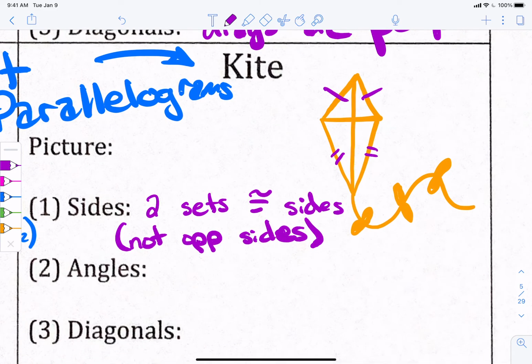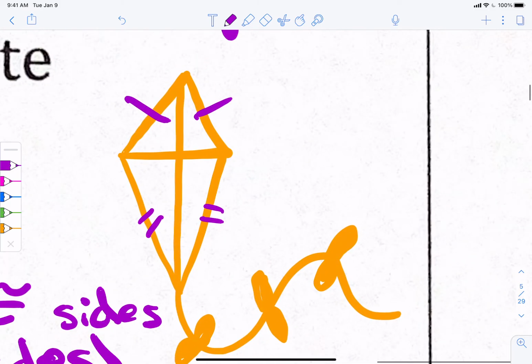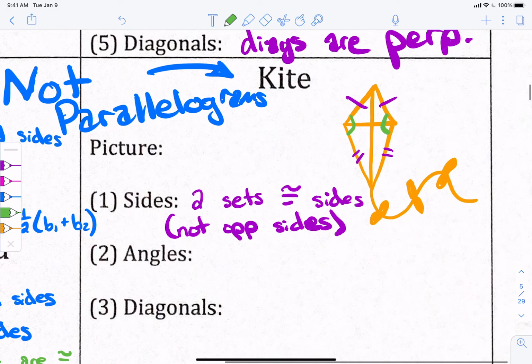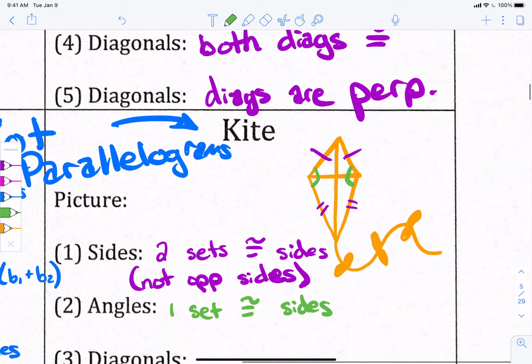All right, what about the angles? Are the opposite angles the same? Top two and bottom? No, but the ones at the middle. So is this angle the same as that one? Is this guy the same as this guy? No. So just the left and the right side. So I'm going to say one set of congruent angles, and they are just the left and the right side. Unless your kite is on its side, right? Does that make sense? If you have a kite that looks like this, then it's this angle and this angle. So it's the sides of the kite, even if the kite's laying on its side, right?